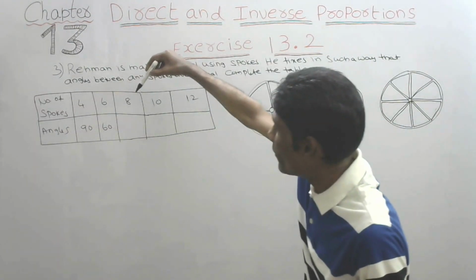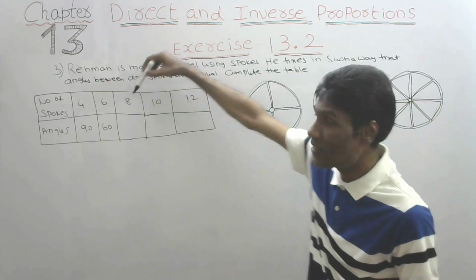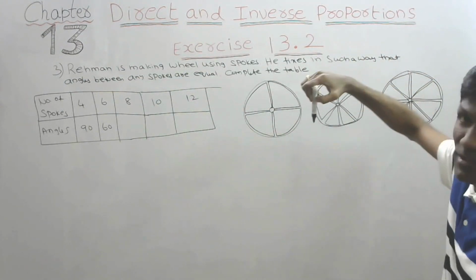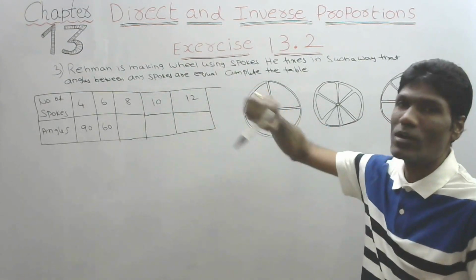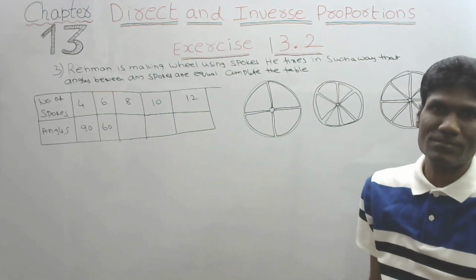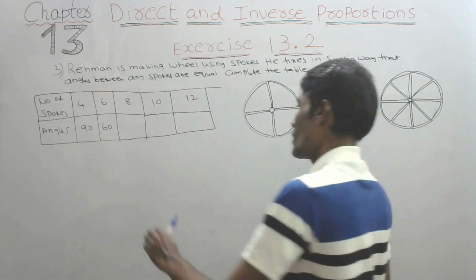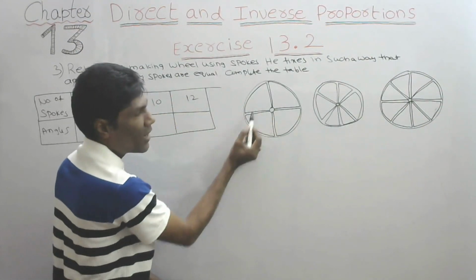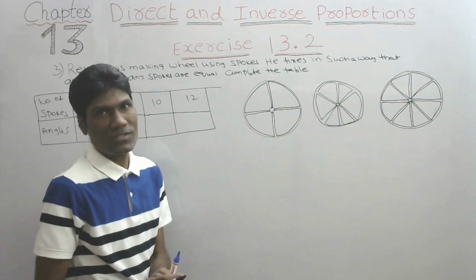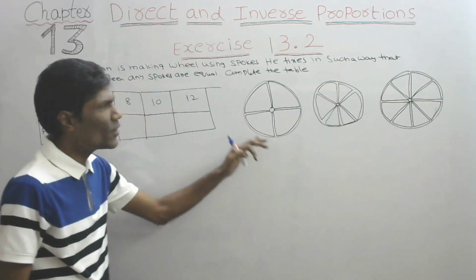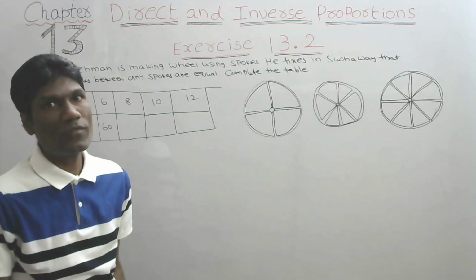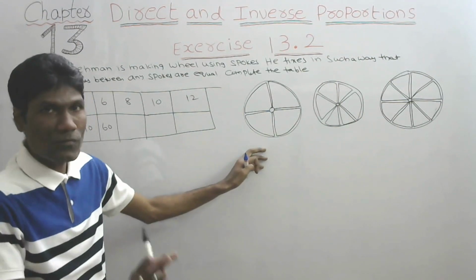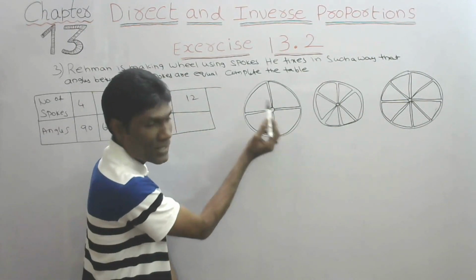In that case, if the number of spokes is 8, then what will be the angle between them? If it is 10, what is the angle? If 12, what is the angle? That is the question. Now, see, what is the total angle? That will be constant. If we go by our inverse proportion method, how do we do it? That we will see. Before that, the angle is 360 degrees.